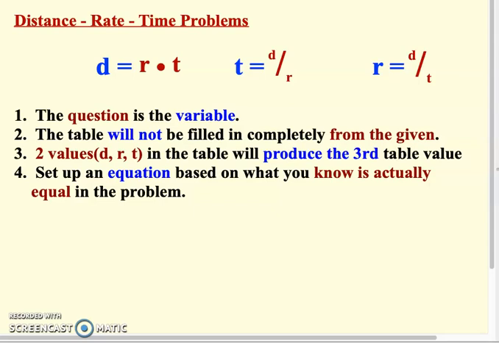I think if you stick to this, you'll always make this problem easier. So the question is the variable. That's a universal for all word problems. We're going to table these out. It's much easier to organize information in a table.